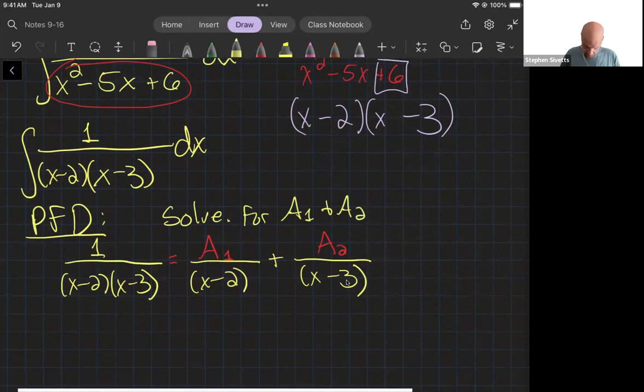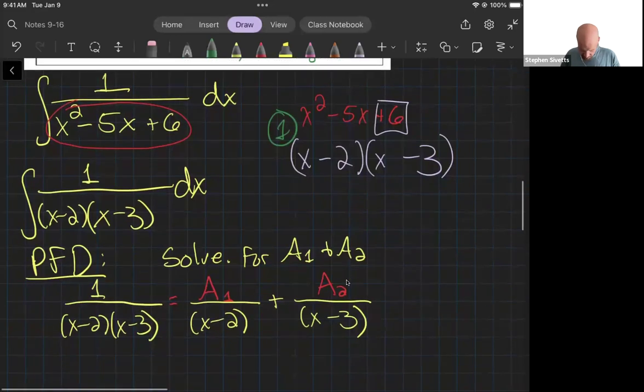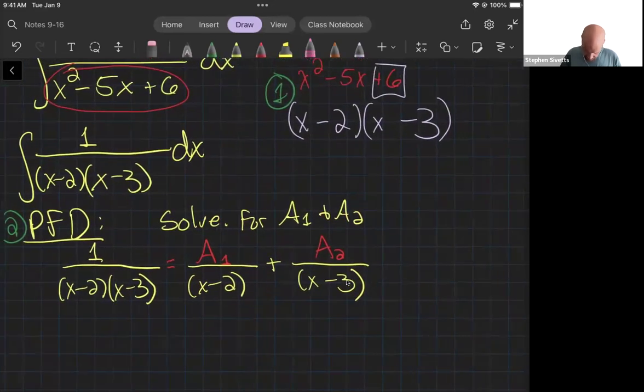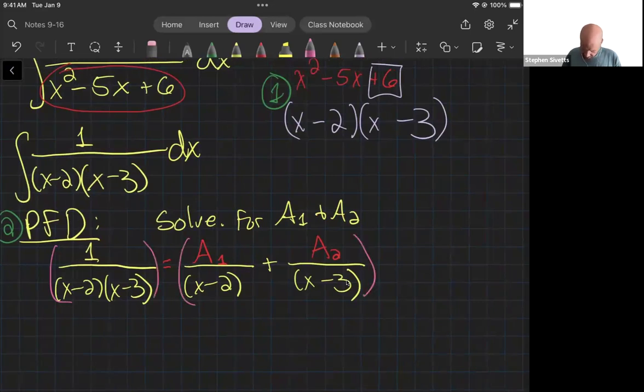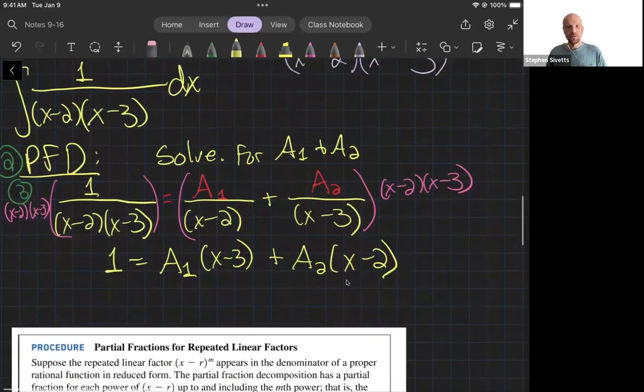Okay. So this right here was step 1, to factor out the quadratic. This is step 2, right? And then step 3 is to multiply both sides of this equation by the product of those factors, right? X minus 2 times x minus 3. Okay? So this is step 3. And so we'll have 1 is equal to a1 times x minus 3 plus a2 times x minus 2, right?